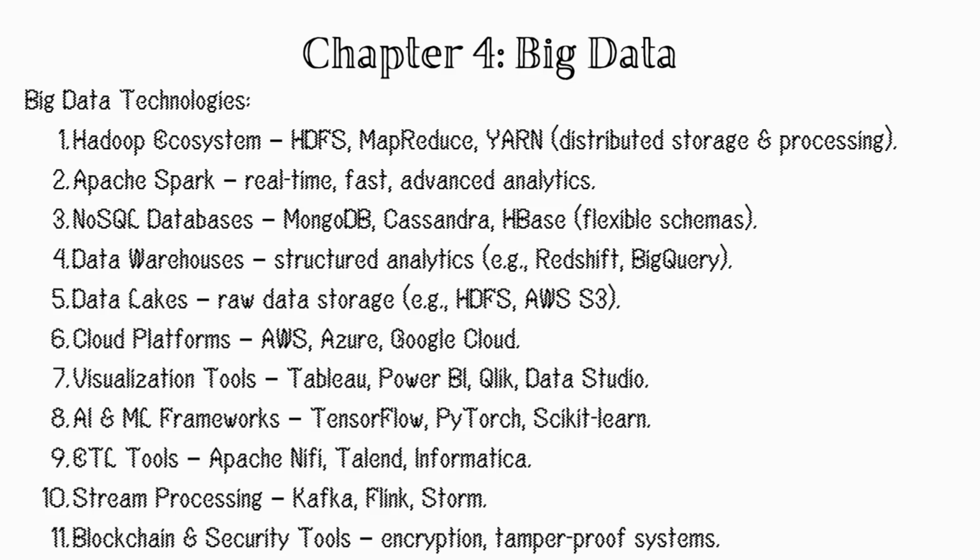Hadoop has three important parts: Hadoop Distributed File System, or simply HDFS. This is the storage system. It breaks big data into smaller pieces and saves them across many computers. Then MapReduce. This is the processing system. It divides a big task into smaller ones, processes them in parallel, and then combines the results. And finally, Yet Another Resource Negotiator, or YARN. This manages resources, making sure every computer in the cluster is being used efficiently. So, Hadoop was the first breakthrough that made big data manageable.